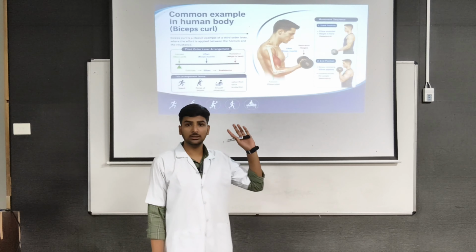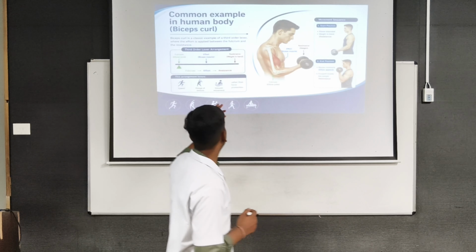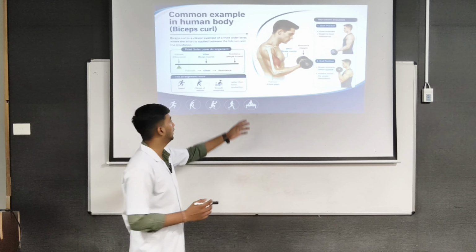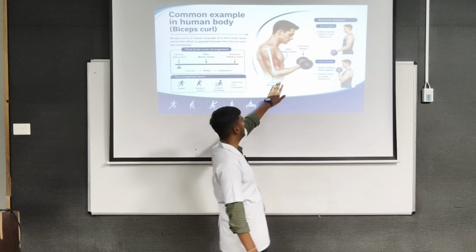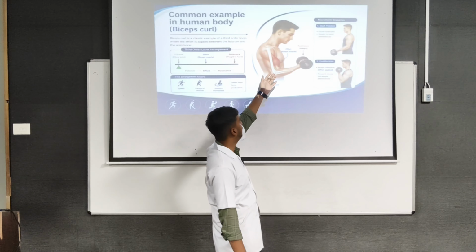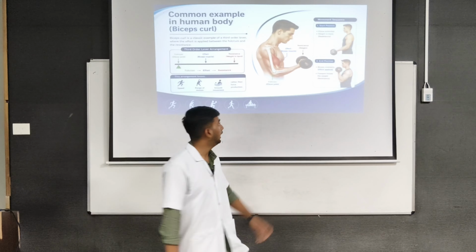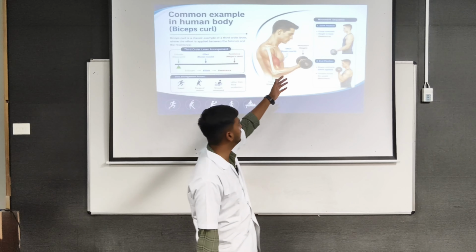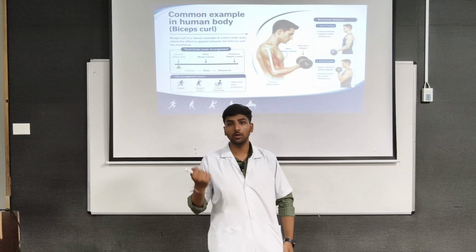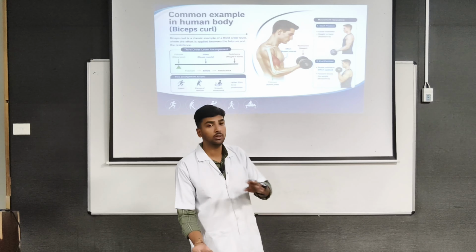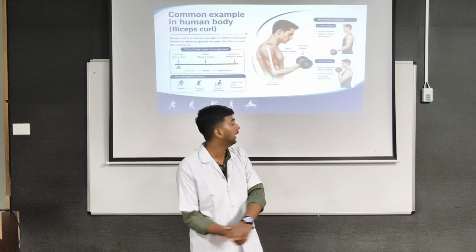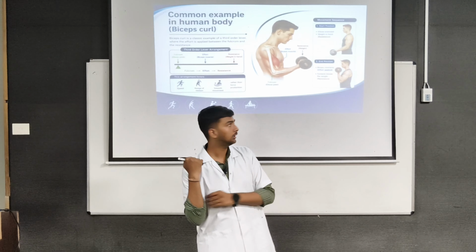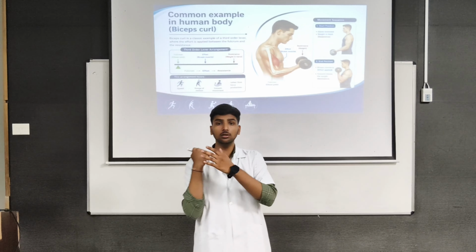Now let's see the most common example in the human body, the bicep curl. So we have seen that the effort is applied between the fulcrum and resistance. So here you can see the elbow joint works as a fulcrum, and the effort is provided by the bicep muscle, and the resistance is provided by the dumbbells. So here you can see the movement sequence. The starting position is elbow extension, and the resistance is provided by the dumbbell in the hand, and the ending position is the elbow flexion, which is caused by the bicep contraction, and the resistance is provided by the forearm.